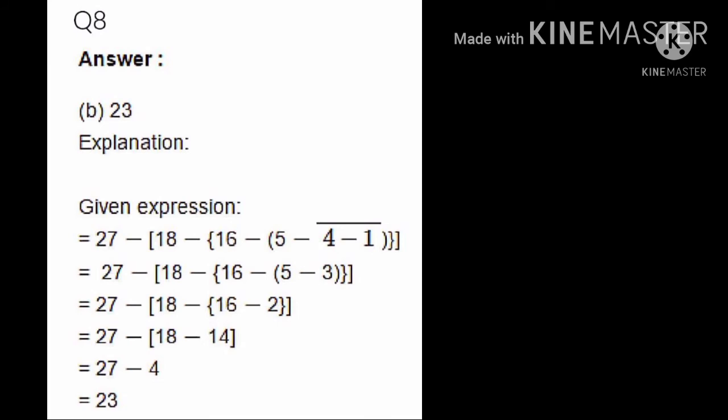So it is 16 minus 2, that is 14. Then 27 minus 18 minus 14, which is 4. And our answer is 23. Okay. You have to remember the order step by step, right? We have to follow VBODMAS here.